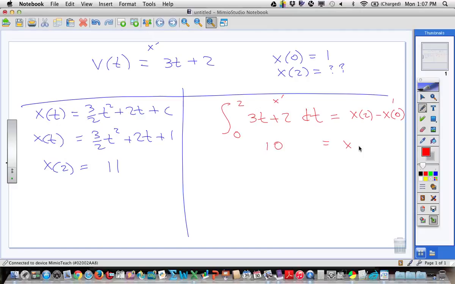No, 12, 2 squared is 4. That'd be 6. 2 times 2 is 4. 6 plus 4 is 10. Yeah, okay. So if we do this integral, anybody do it on their calculator? It's 10, okay. And then this is something we don't know. And then, so we add 1, and sure enough, we get that.